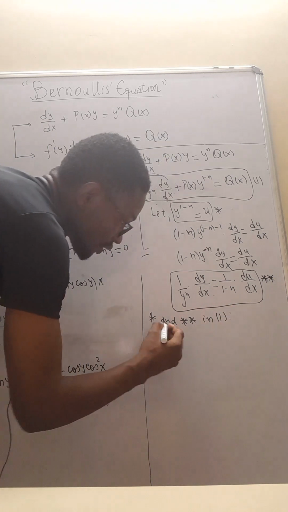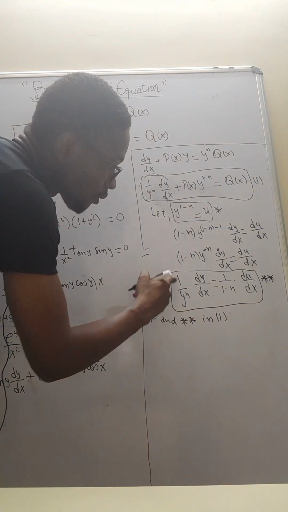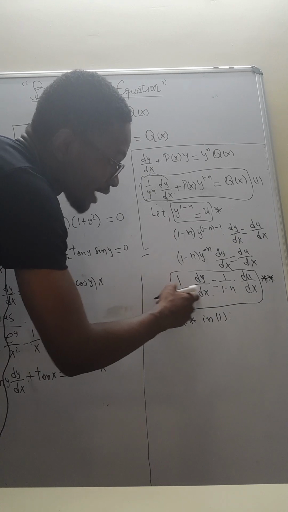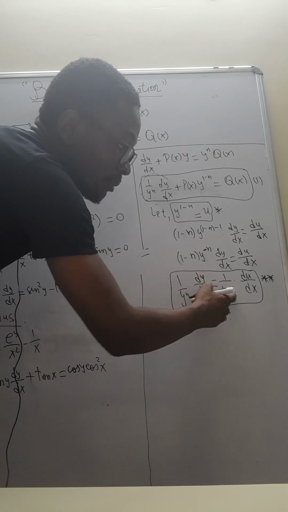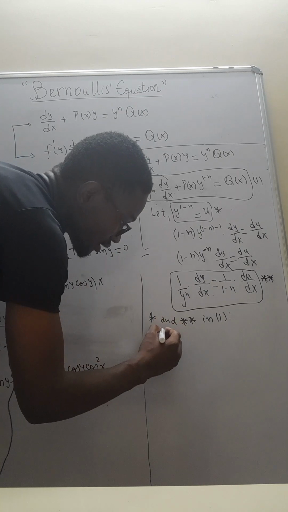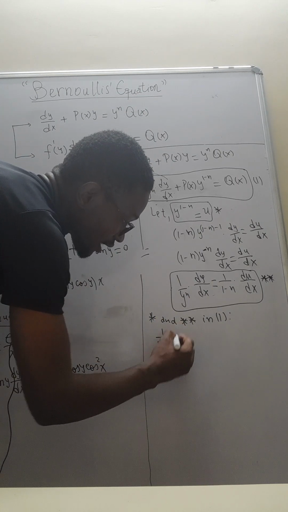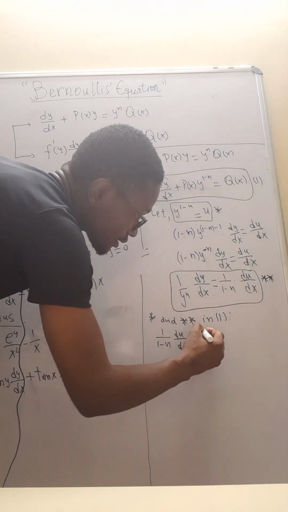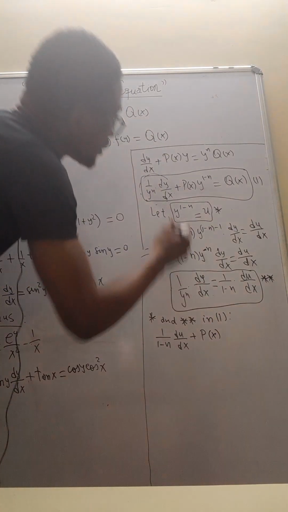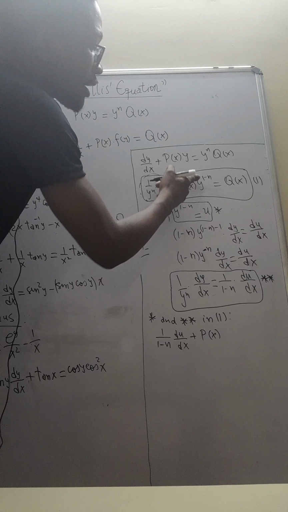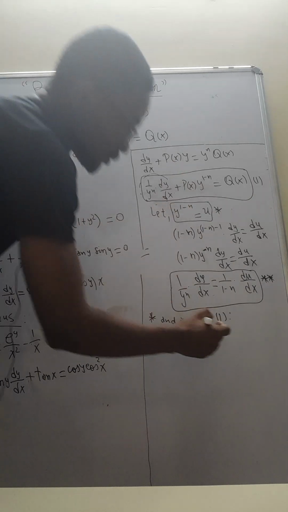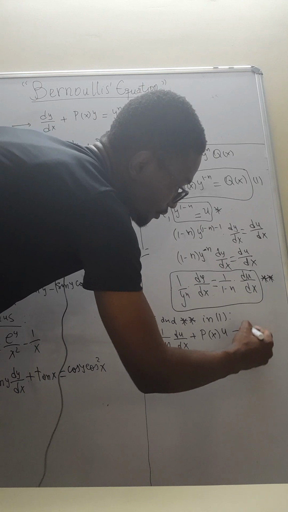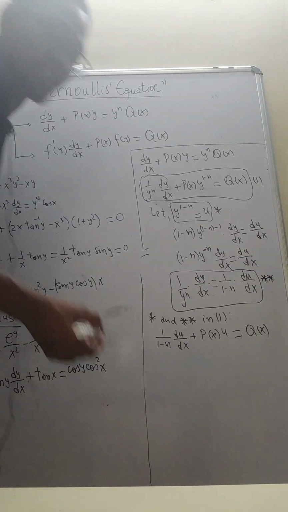What you are going to have is 1 upon y raised to n dy by dx equal to 1 upon 1 minus n du by dx. So it is 1 upon 1 minus n du by dx plus p of x. Then what is y raised to 1 minus n? It is u. It is equal to q of x. Q of x doesn't change.